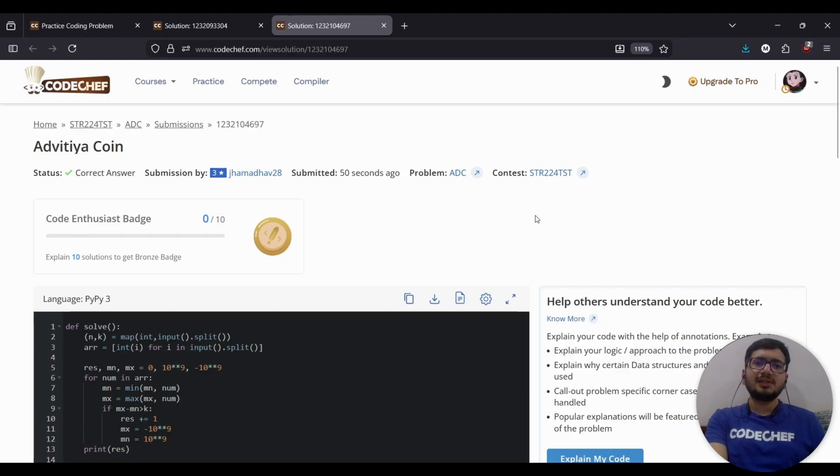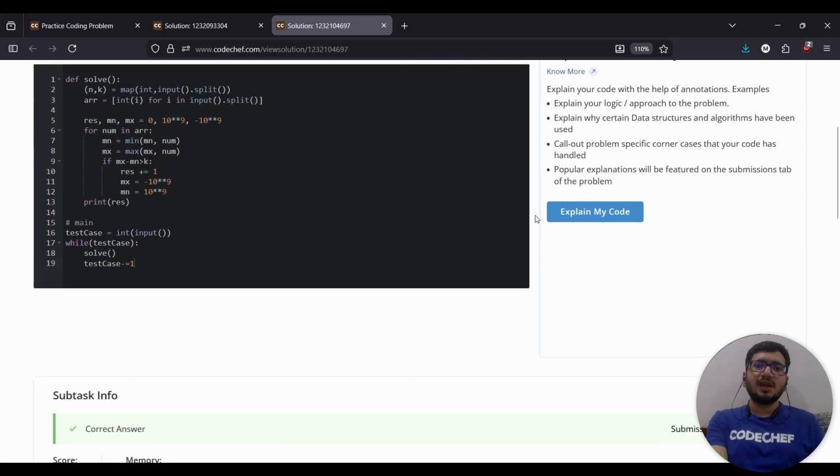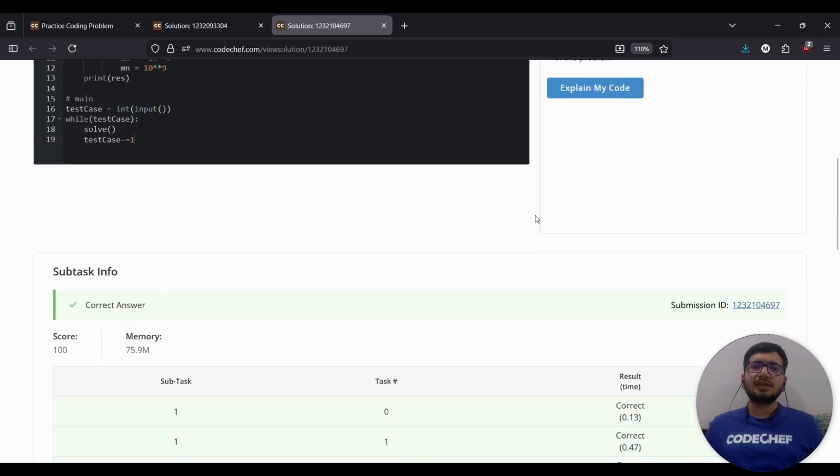Let's see how we can implement this in Python. Again, for each test case, we call the function solve, take the input of n, k, and our input array. We initialize our result as 0 and initialize the minimum and maximum variable. We go over all the elements in our array, updating the minimum and maximum. Once the difference reaches more than the transaction cost, we record it as a winning trade and reset the minimum and maximum variable. We do this until we have exhausted all the elements, and finally we have the count of winning trades that we could make. And as you can see, I have AC in Python implementation as well.